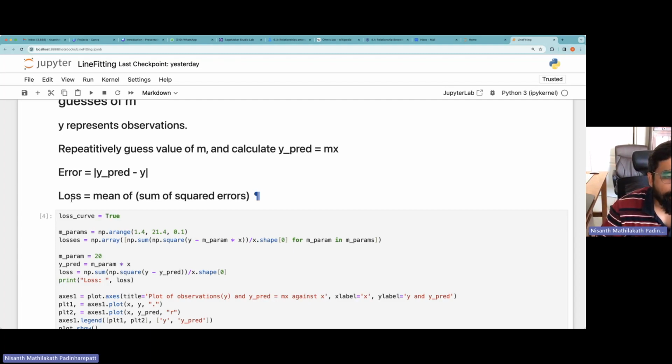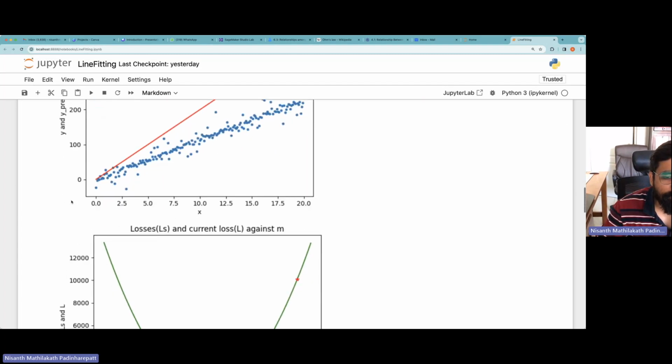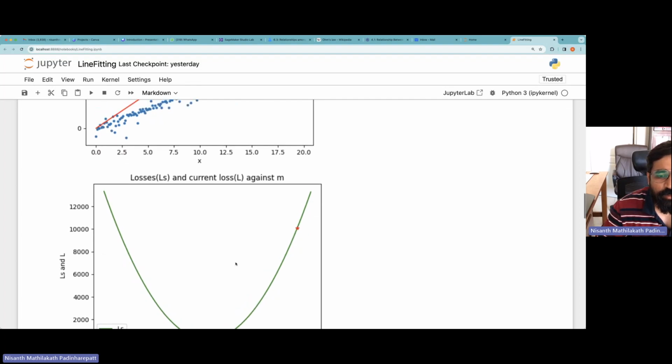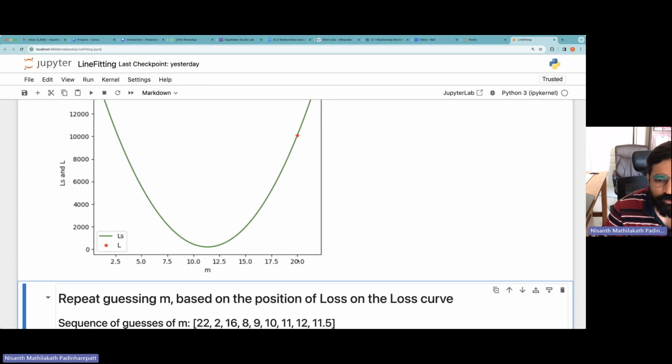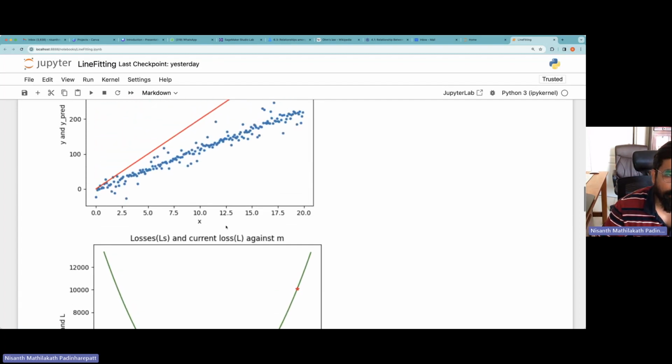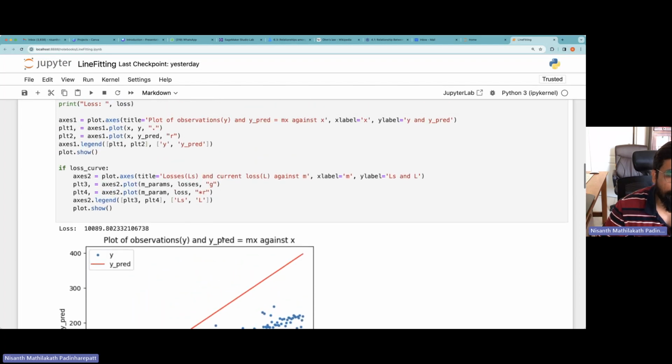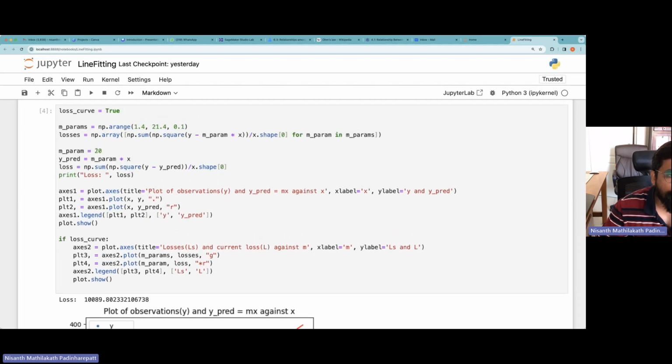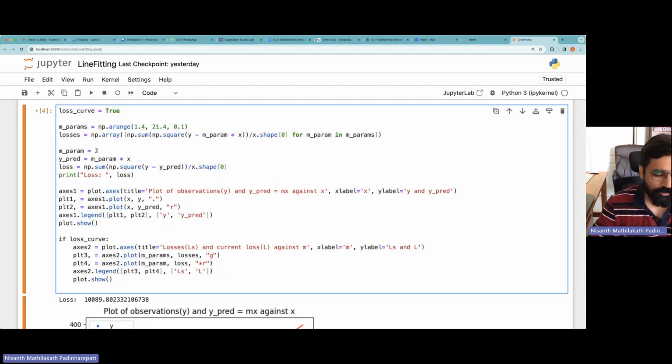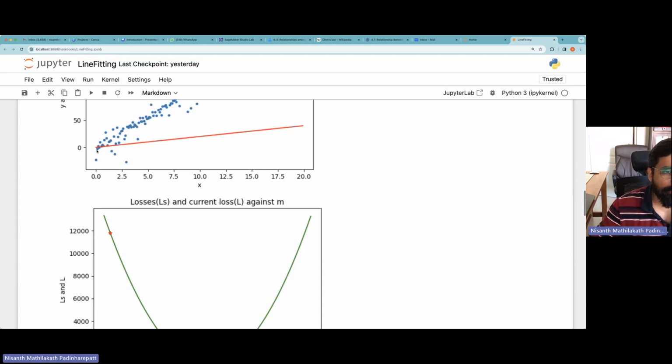Now we saw that it's off, right? How do we bring down the loss? If we move to the left, the loss might come down. That's what the loss curve says. So let's guess 2. 2 is less than 20, and how does it look?